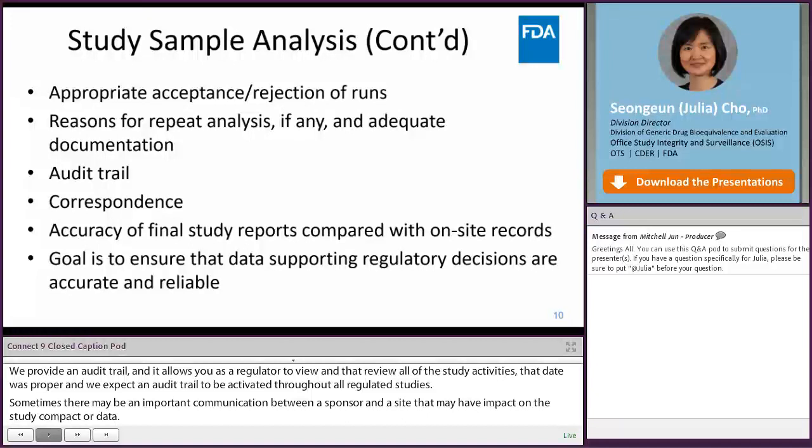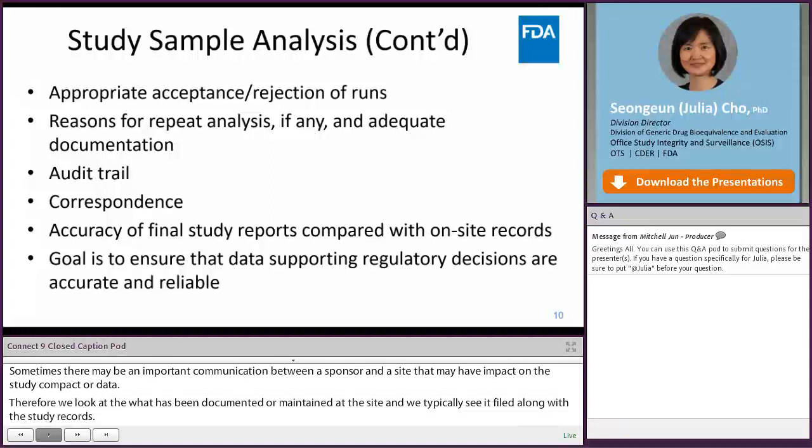And we also make sure the final study reports submitted to the agency are consistent and accurate with what's maintained on site. And the overall goal of our inspection is to ensure the data supporting regulatory decisions are accurate and reliable.